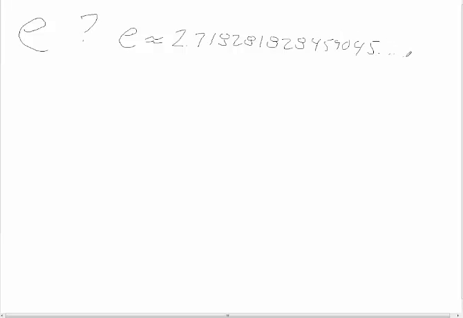So we're going to do a little lesson review on the number e and how we use it and how to do calculations with it on your calculator. So e, what is e? Well, e is a number that's roughly 2.718281828459045, etc., etc., etc.